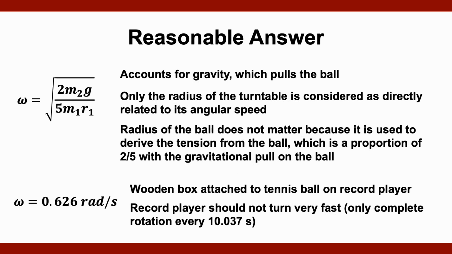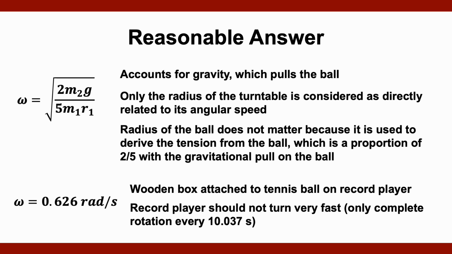Another important question to ask is if the numerical answer is reasonable. Since we know that our units are correct, the next thing we need to look at is the numerical values themselves. It had been stated that the mass of M1 is 10 kilos and the mass of M2 is 5 kilos. The gravitational acceleration is always 9.81 meters per second squared since we are dealing with Earth, and the final radius of the turntable we are using is 5 meters. Since we are solving for angular speed, our answer came out to be 0.626 radians per second.